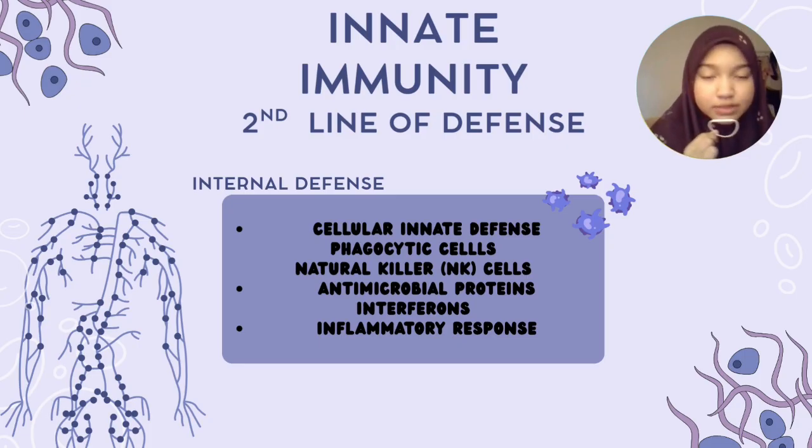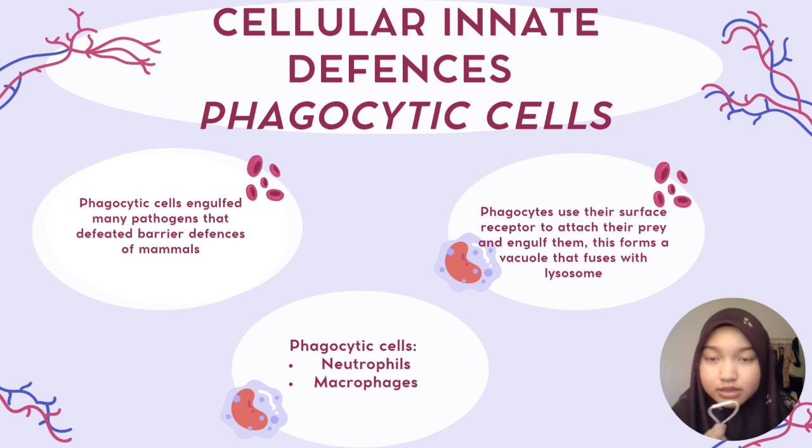Next, we have innate immunity, the second line of defense. In internal defense, we have cellular innate defense: phagocytic cells, natural killer NK cells, antimicrobial proteins, interferons, and the inflammatory response. Cellular innate defenses, phagocytic cells. Phagocytic cells engulf many pathogens that defeated the barrier defenses of mammals. This is done by removing cellular debris and responding to invasion by foreign substances or pathogens.